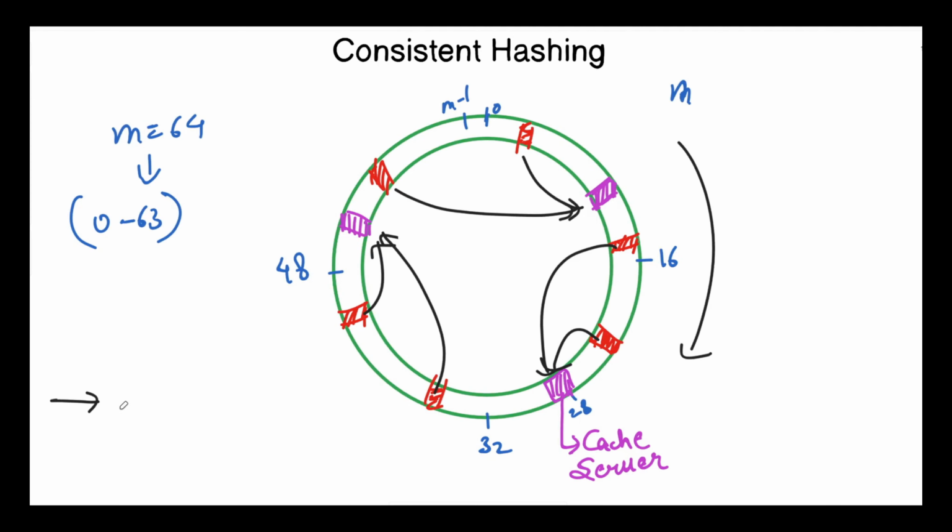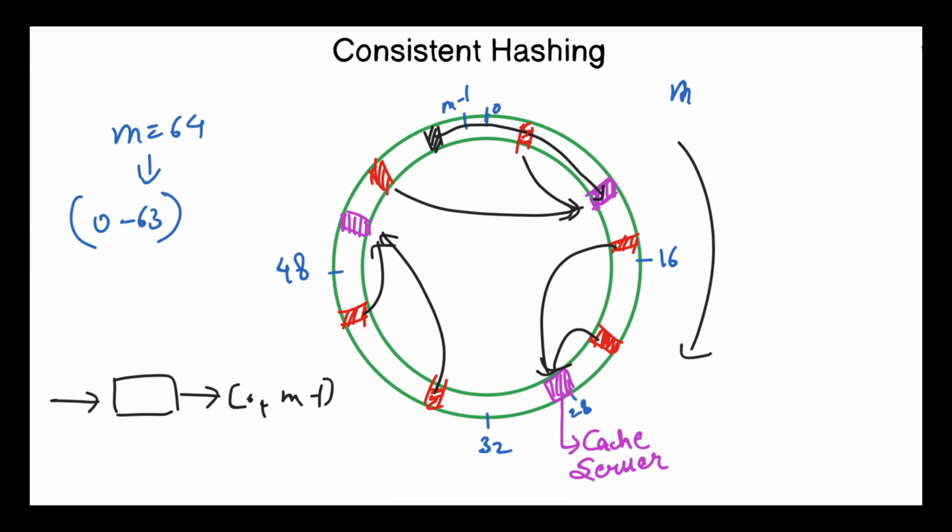So whenever we receive a request, we hash that particular request, we convert it into the range of 0 to m minus 1, and then we put that particular value inside the ring. So let's say that particular value will be present here. After that, we move in the clockwise direction and the next nearest server will be the server which will be able to fulfill that particular request. So this is the basic idea of the consistent hashing algorithm.